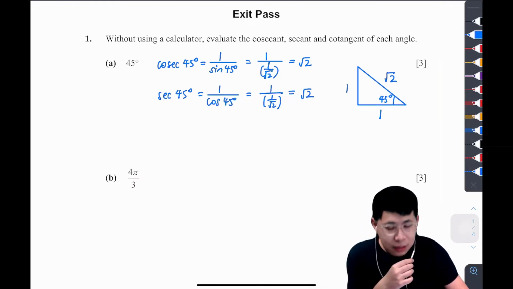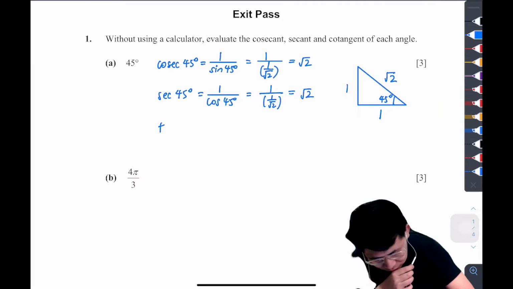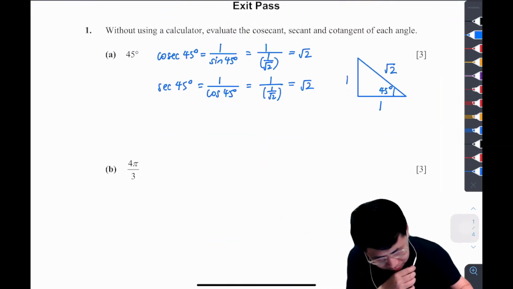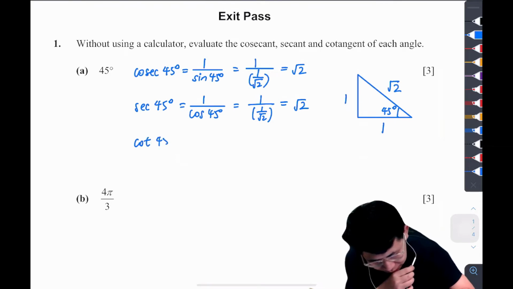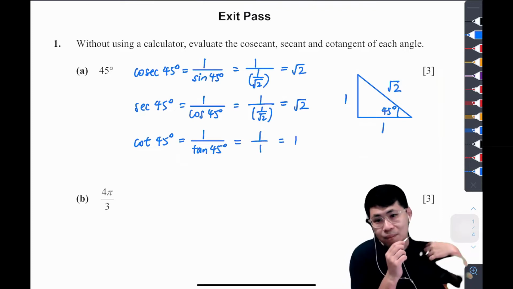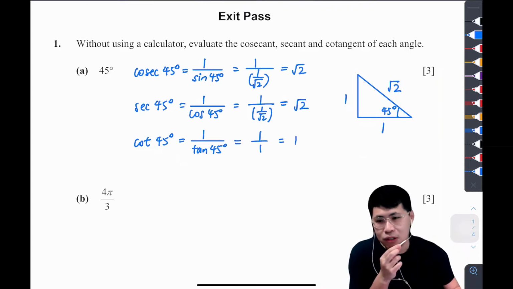Then last but not least, cotangent of 45 degrees. This is 1 over tangent 45. Tangent 45 over here is 1. So 1 over 1 would be 1, just like that. Okay? So this is for 45 degrees.